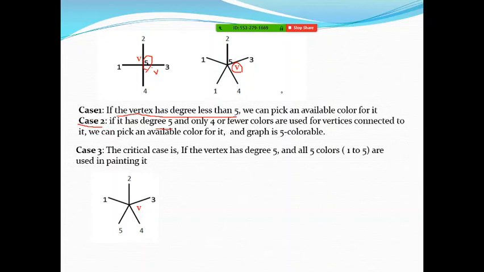So we are done. In both cases, there is no problem. We can always assign one color out of those 5 colors to paint this vertex V. That means the proof is over.